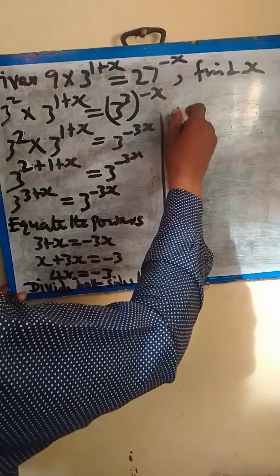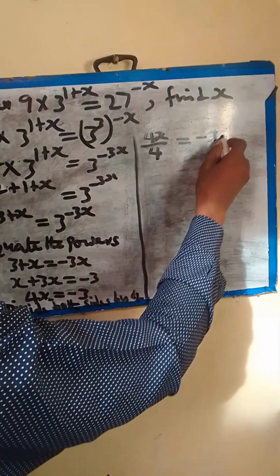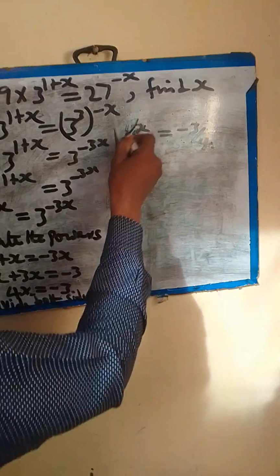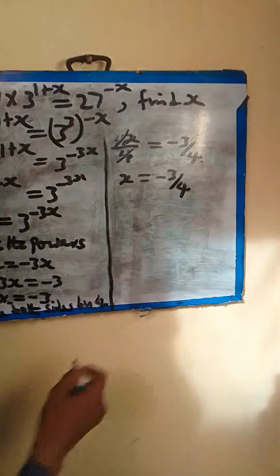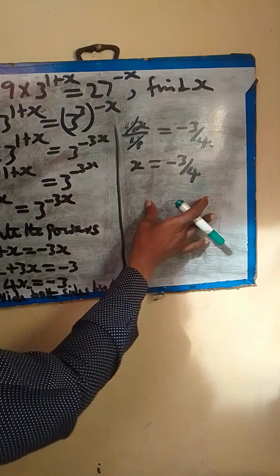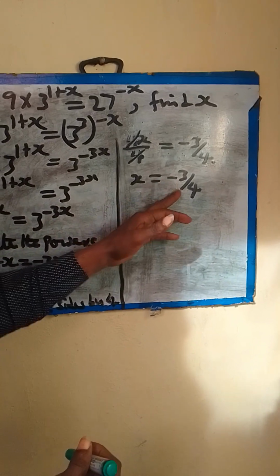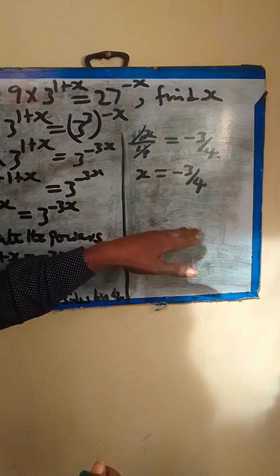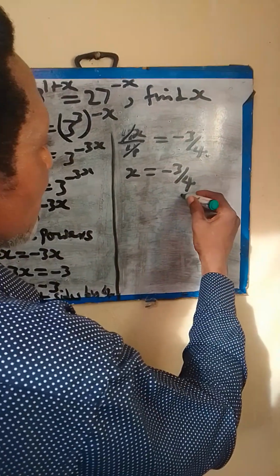So we now have 4x divided by 4 is equal to minus 3 divided by 4. The 4s cancel, and you are left with x equal to minus 3 divided by 4. You can see that this is the answer for x in this problem. So we have gotten x to be minus 3 over 4, and it cannot go beyond this, since the numerator is smaller than the denominator. So this stands as the answer.